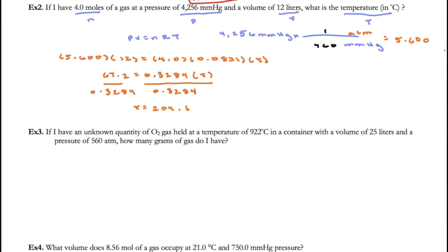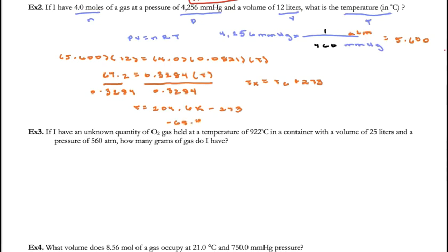Now keep in mind, you might be tempted to just box this off and be done, but remember the temperature in your ideal gas law is in Kelvin. But notice the question is asking for it in degrees Celsius. So to get into degrees Celsius, remember your temperature in Kelvin equals your temperature in Celsius plus 273. So if I'm already in Kelvin, then to get into degrees Celsius, I just need to subtract 273. When I do that, what I get is negative 68.4.